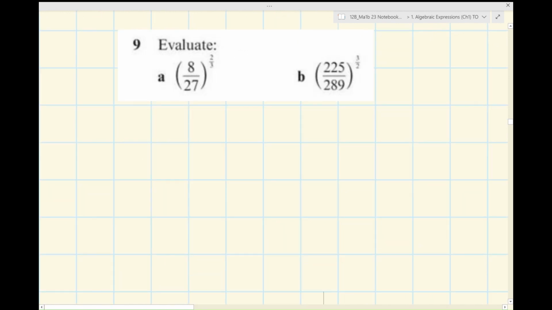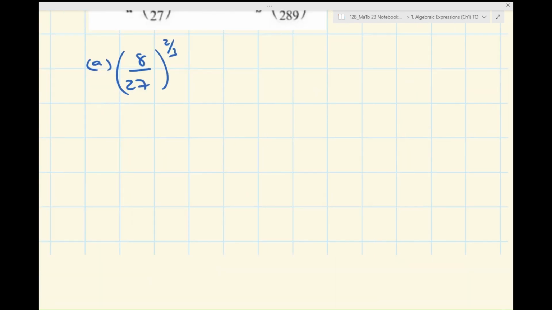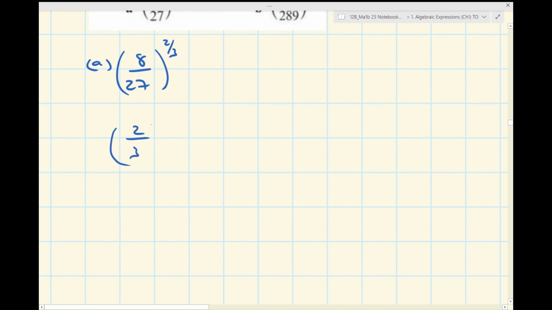Question 9. Part A, I've got 8/27, and that's to the power of 2/3. So that's going to be the cube root of that fraction squared. Well, the cube root of the fraction is 2/3. If I were to square that, I get 4 over 9.